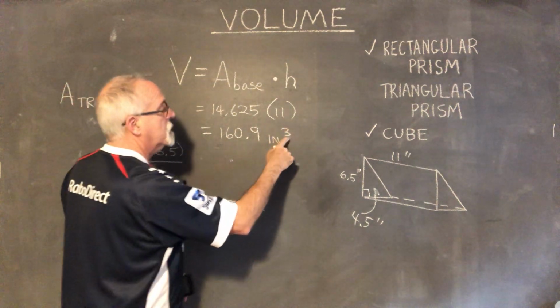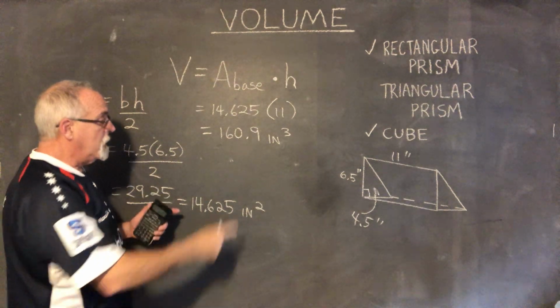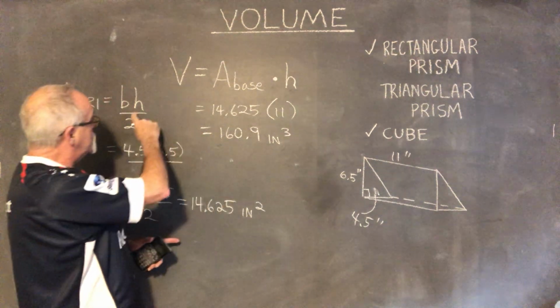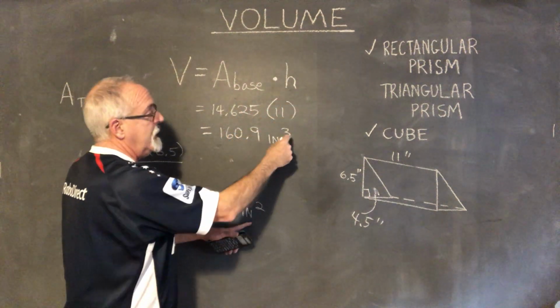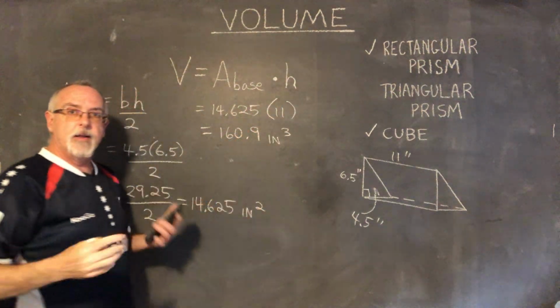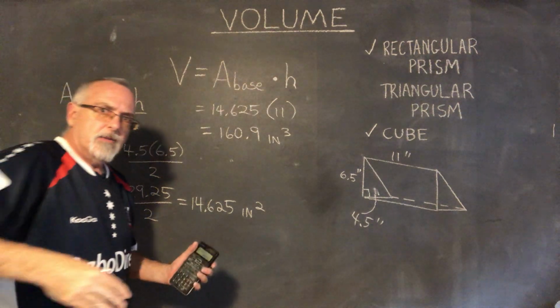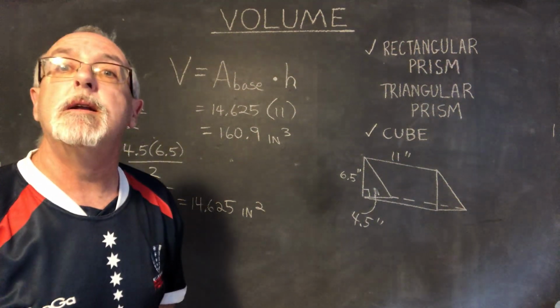Inches cubed, not squared. Think about why. This is an area, so it's squared inches, but then I multiply a third dimension in, which turns that 2 into a 3. Thinking of it that way is another direction to think about it.